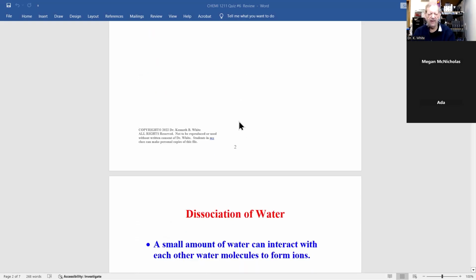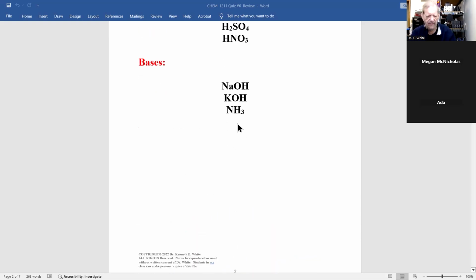Now, one other base I don't have down here that you should know: baking powder is essentially sodium bicarbonate. And you should know that.